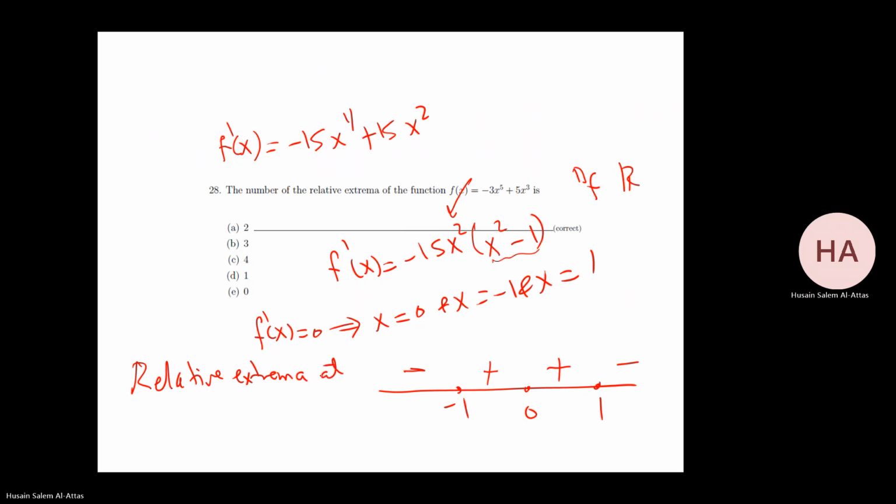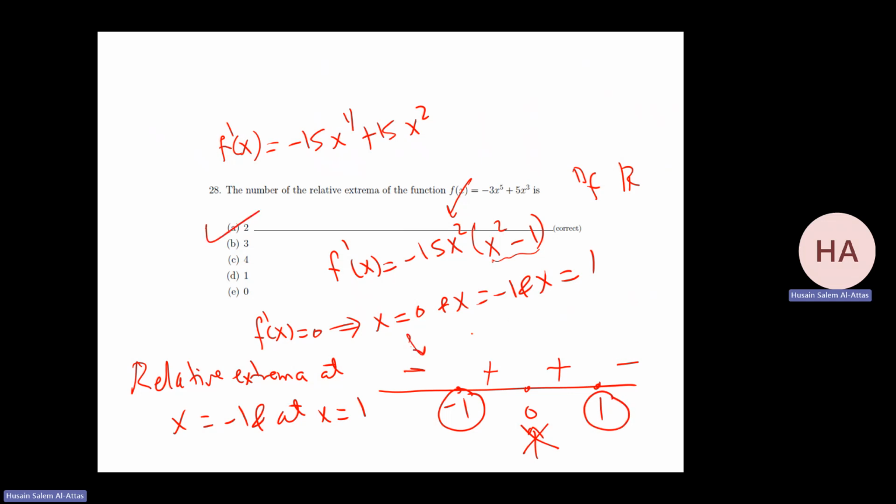At x equal minus 1 and at x equal 1. We don't have it as 0 since there is no change. None here. We have 1 here, 1 there. So the number is 2. And this is the local minimum just for information. And this is the local maximum. This is the minimum. So we have 2. Okay.